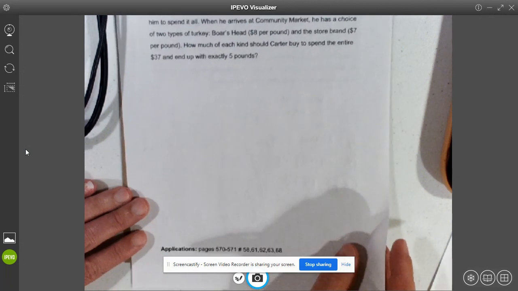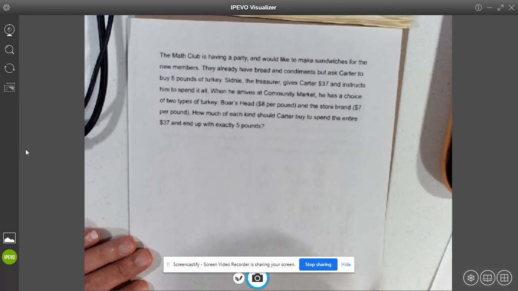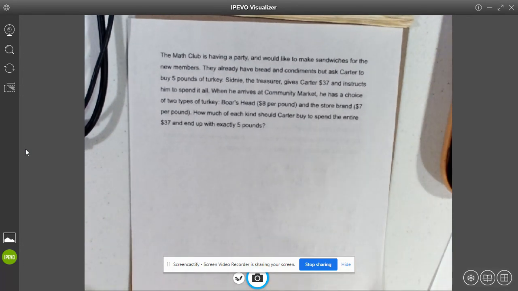Let's look on the back here. It says the math club's having a party and would like to make sandwiches for the new members. They've already got bread and condiments, but they asked Carter to buy 5 pounds of turkey. Sydney gives Carter 37 bucks and tells him to spend it all. He gets to Community Market and he has a choice of 2 different types of turkey: Boar's Head, which is $8 a pound, and the store brand, which is $7. How much should he get? So he has to spend his entire 37 bucks, and he wants to end up with exactly 5 pounds.